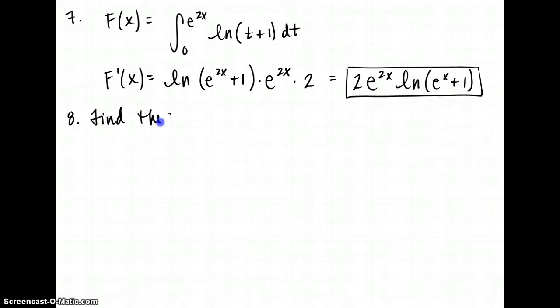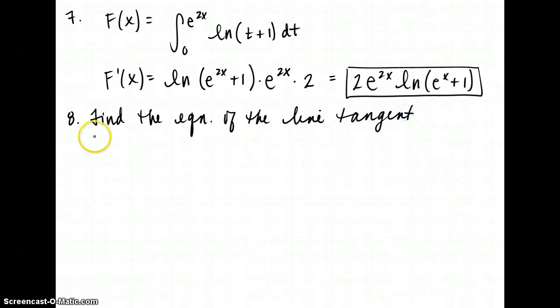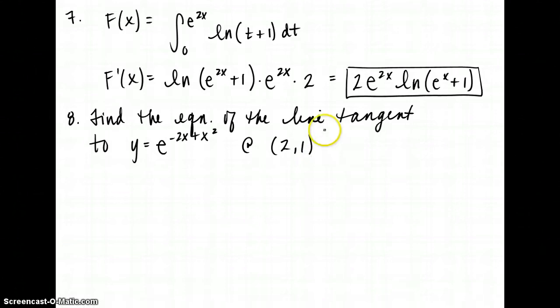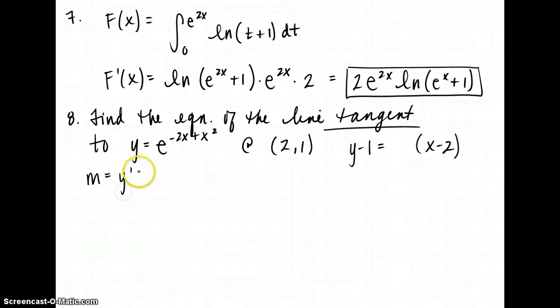Alright, find the equation of the line tangent to the function y equals e to the negative 2x plus x squared at the point 2, 1. Equation of a tangent line, so y minus y1 equals our slope times x minus x1. The slope is going to come from the value of the derivative at the x coordinate given.